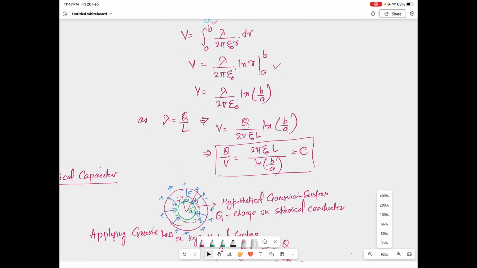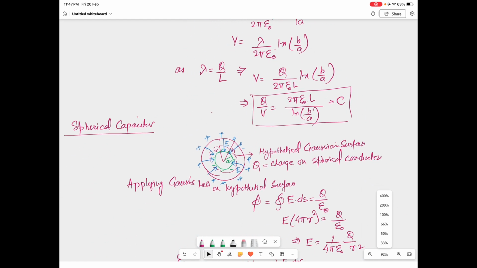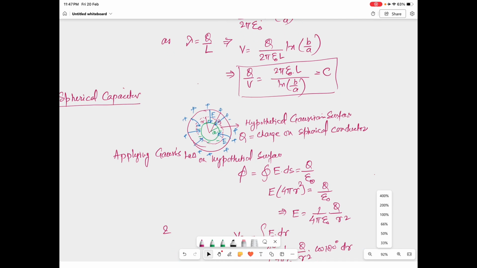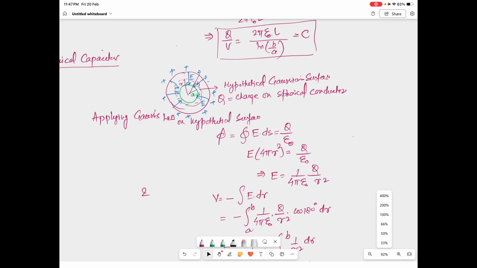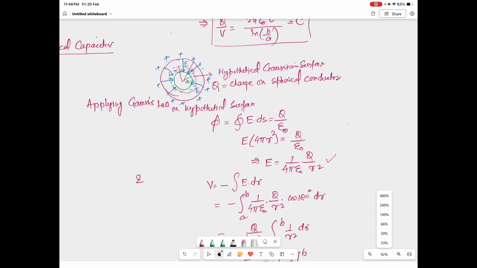So this is another example. We will come to the spherical capacitor. The spherical capacitor, same thing. We have an outer sphere with a positive charge and an inner sphere with a negative charge. There is a hypothetical surface. We have used Gauss's law to find the electric field in between these two conductors with positive and negative charge. So it is nothing but 1 upon 4 pi epsilon naught Q by R square. I need not explain much because dS of the whole sphere will be nothing but 4 pi R square. So that is the electric field we have got.